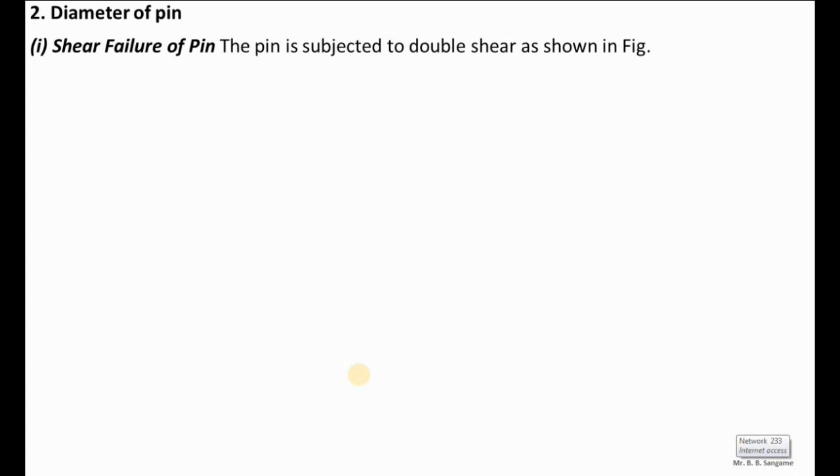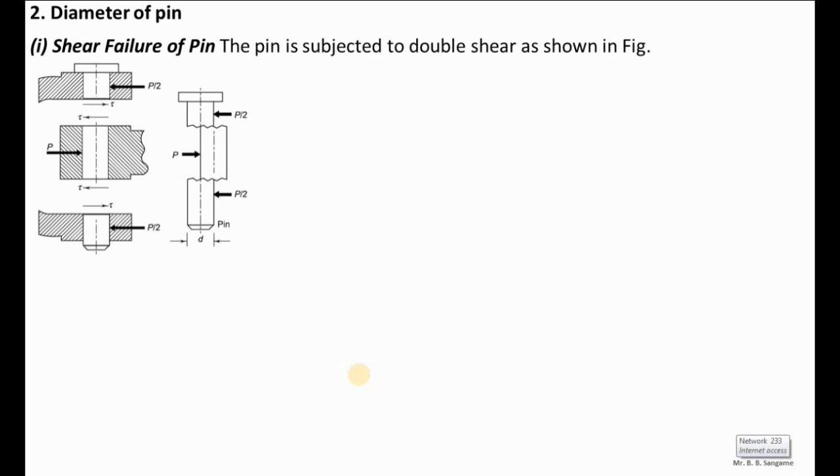First I am going to consider that the pin is going to fail in shear. Here I have shown the free body diagram. After the application of force on the eye and fork, you can see that there is a possibility of failure of pin along this plane and along this plane. So here double shear failure is there, and the applied force P will act over the area, tangent to the area.